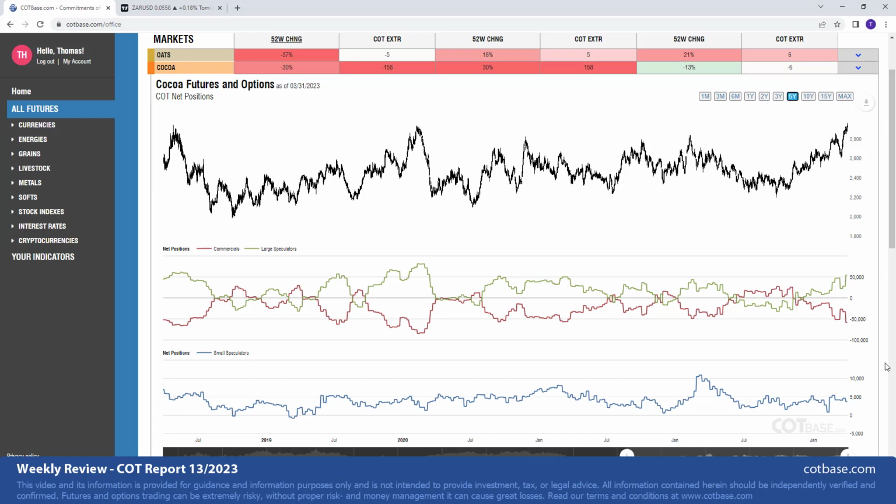Now caution is advised for those who are new to COT analysis. These stress levels can be building up for weeks and possibly months before you see a major shift in the trend. So that's something you should keep in mind.